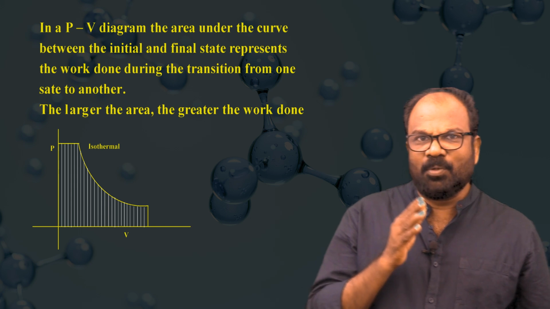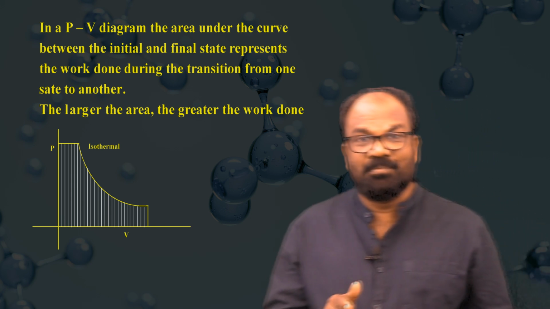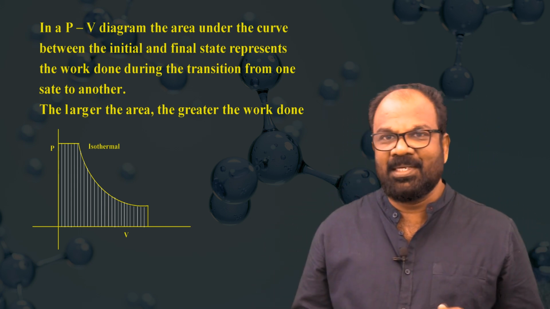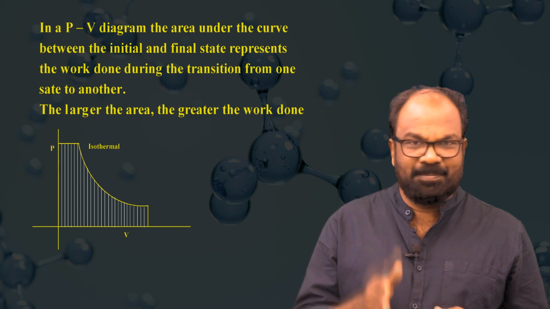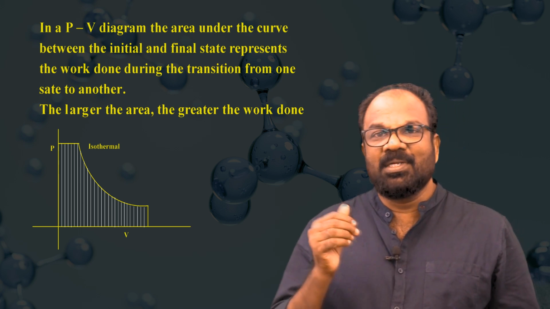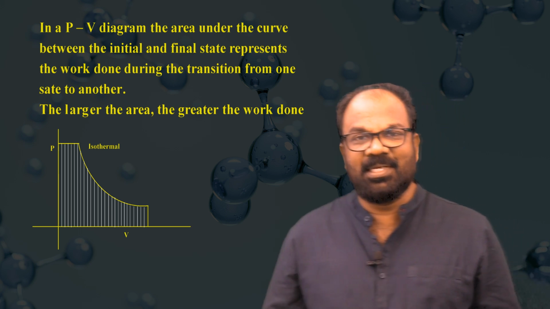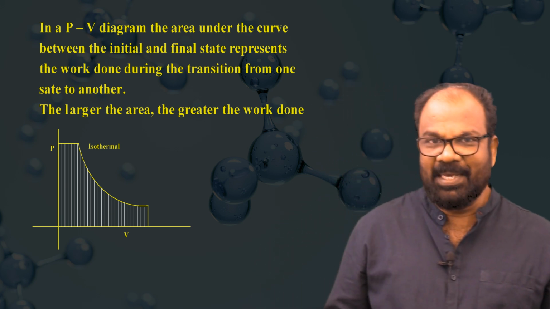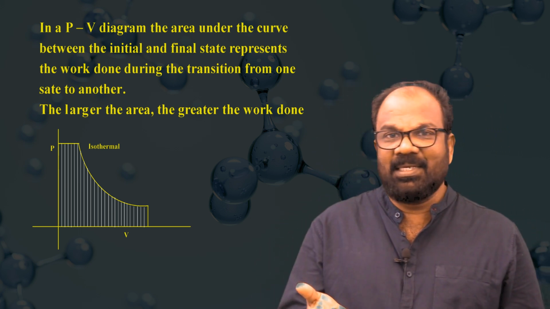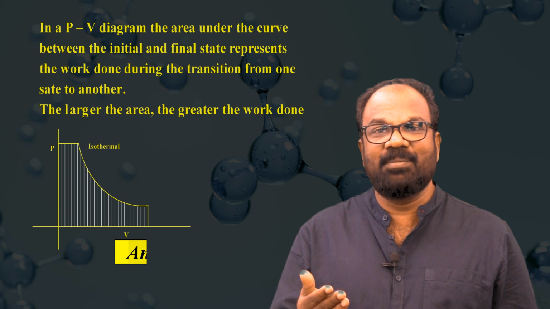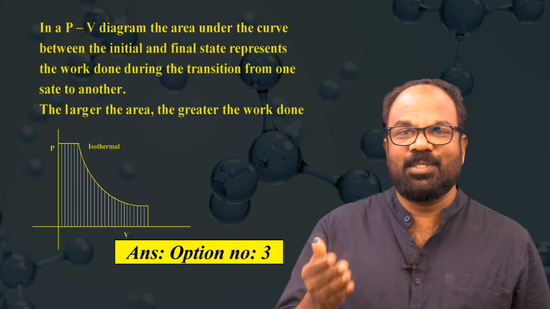If a graph is plotted between pressure and volume between the initial and final state, we will get a curve which represents the work done during the transition from one state to another state or during the compression of a gas. The larger the area under the curve, greater will be the work done. So here the answer is option number 3.